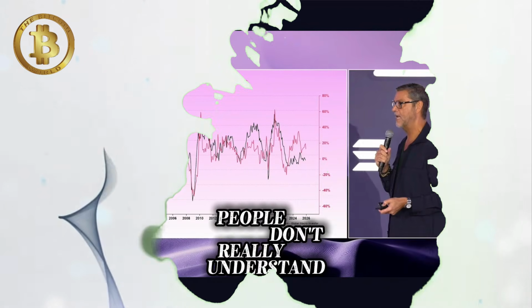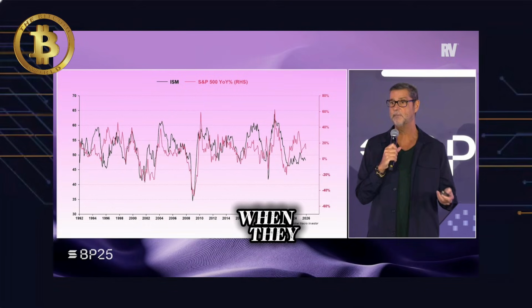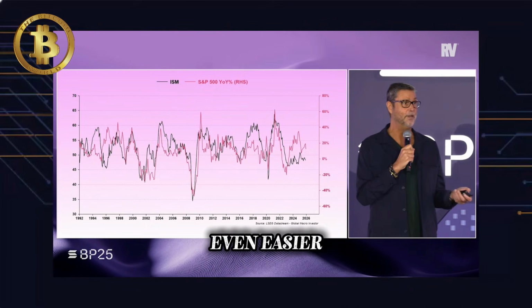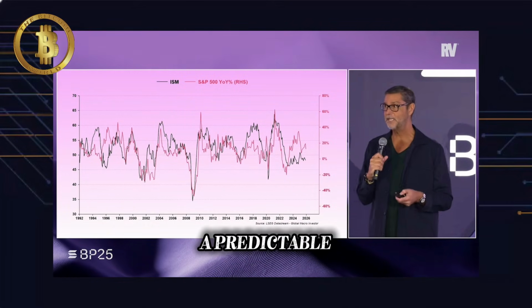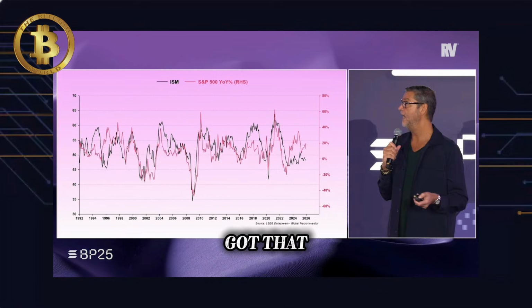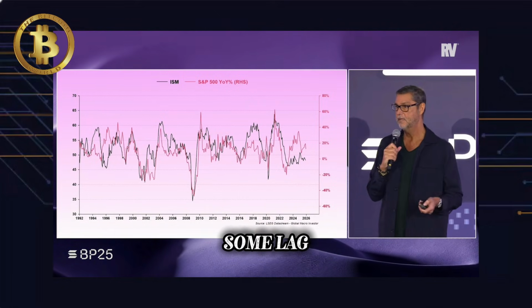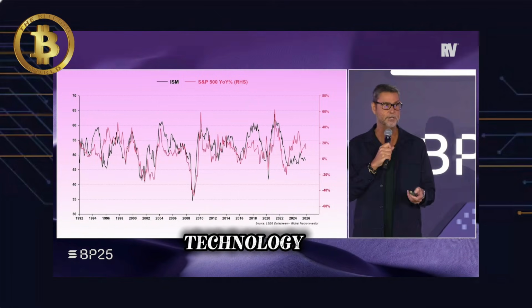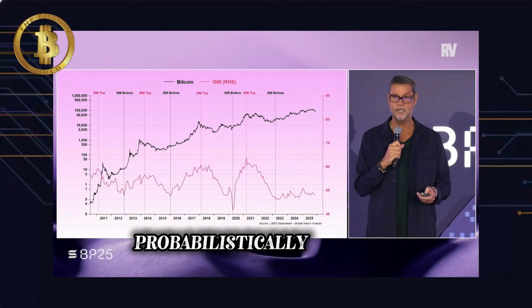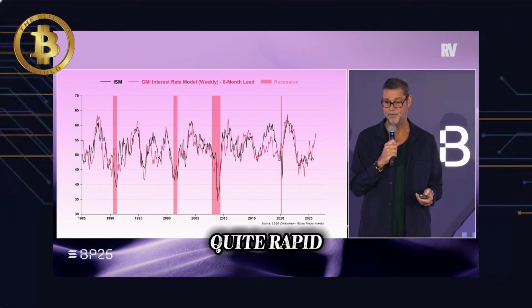People don't really understand this stuff. Once you understand this, it makes it much easier to understand how markets move when they move, what they do. It's even easier when you know that we've got a predictable business cycle based on debt maturity. So if you've got that, you know what drives assets. Some lead, some lag. So crypto and technology lead. So probabilistically speaking, the business cycle lies ahead of us and it should be quite rapid.